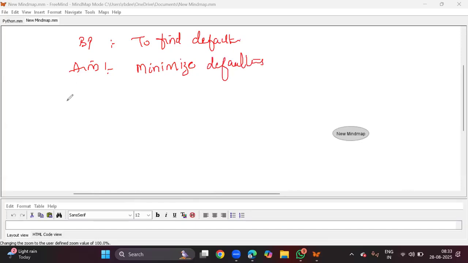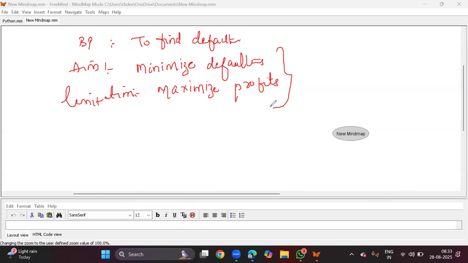But what is the limitation he kept on us? He did not accept any solution just like that, no? The limitation is maximize profits. I want profits at the same time. You should not ignore any customer. Every customer is important to me. So our solution should toggle between these two, aim and limitation. Okay? It should toggle between these two.